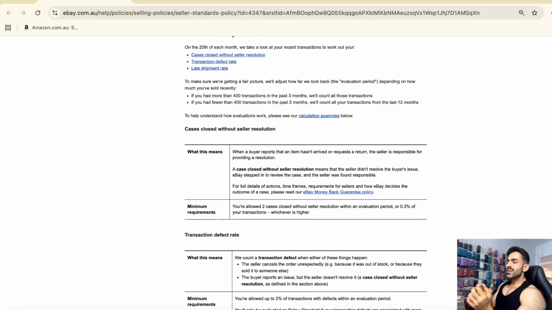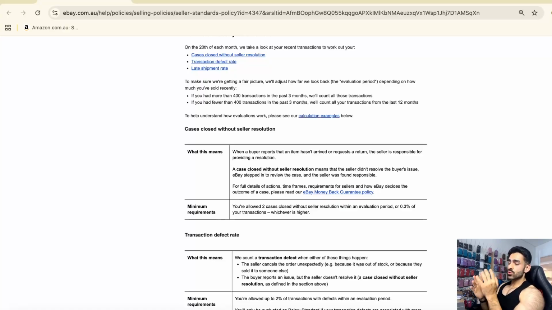I know you're going to be like, what the hell is this guy talking about? But you don't need to worry about that. Once you start selling, you go under the performance tab, you're going to go to seller level. They're going to give the calculation on that. They're going to be displaying that on that page.